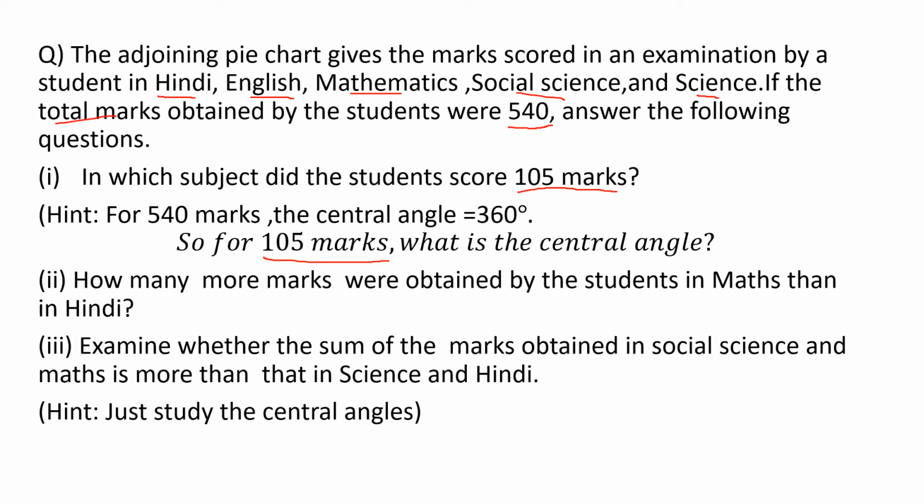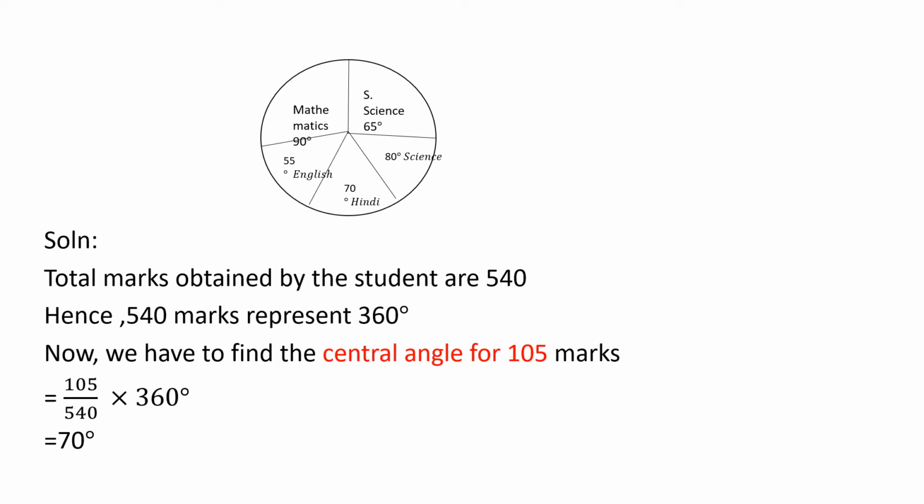Now let's see the solution part. So here they have given the pie chart. They have marked social science as 65 degrees, science 80 degrees, Hindi 70 degrees, English 55 degrees, and mathematics 90 degrees. So now we are going to find the solution for the given questions.